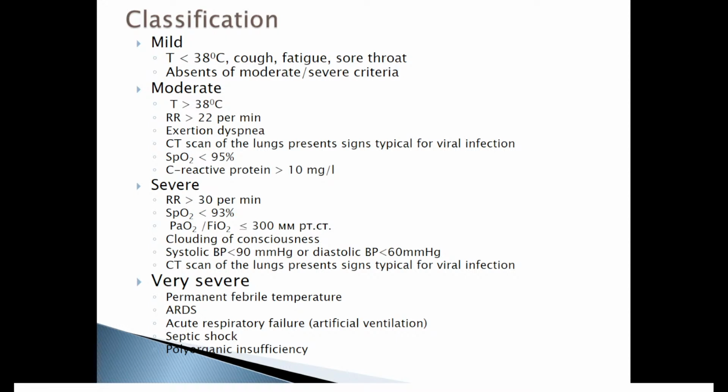And in a very severe situation, the patient is characterized by permanent febrile temperature, independent of the use of antipyretics, acute respiratory distress syndrome, and acute respiratory failure. They need artificial ventilation. They develop very low blood pressure due to septic shock and show polyorgan insufficiency. And they have to be treated in an intensive care unit. Severe cases should always be hospitalized, but not in an intensive care unit.